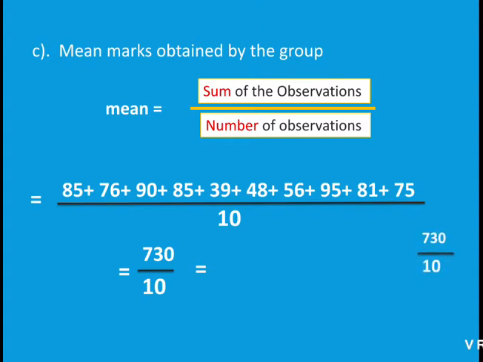730 divided by 10. The last digit is 0 in both the numbers. So we cancel zeros. In 730, 0 cancelled. In 10, 0 cancelled. Then the balance is, here you can see, 73 by 1. We know 73 by 1 we can write as 73. So mean marks obtained by the group equal to 73.